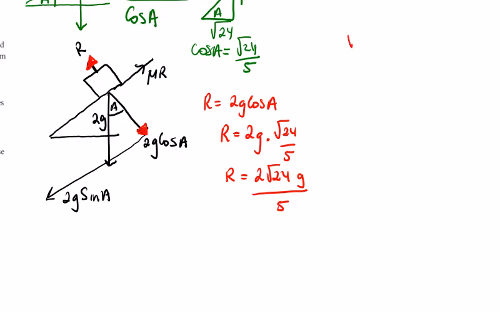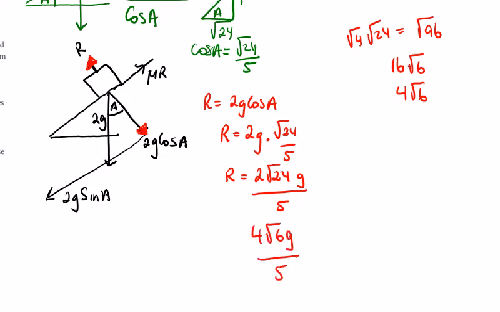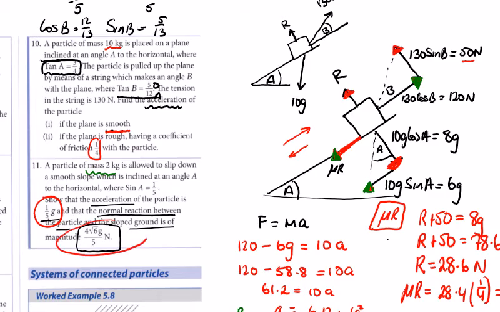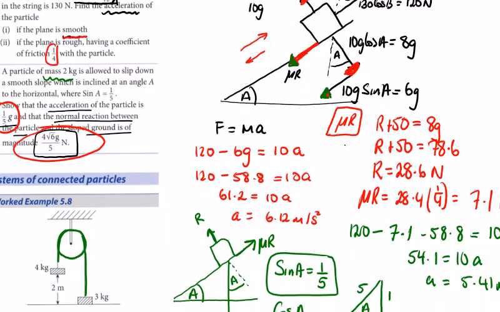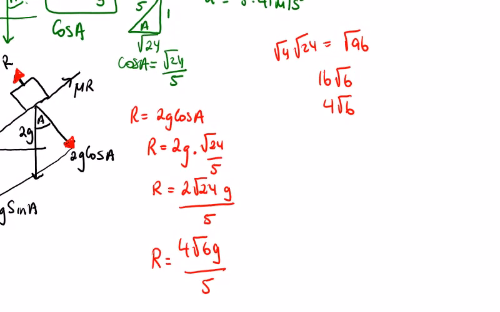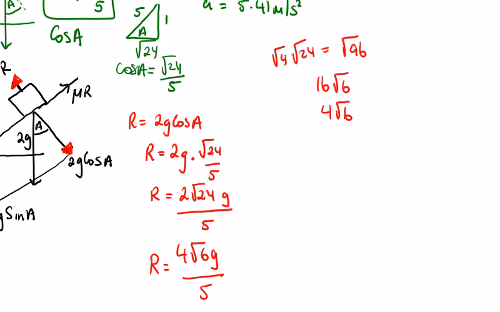And 2 root 24 is the square root of 96. Square root of 4 by square root of 24 is equal to square root 96, which is equal to 16 root 6, which is 4 root 6. So this is 4 root 6g over 5 for the normal reaction. I think that's what we were asked, wasn't it? The second part. The normal reaction, 4 root 6g over 5. And actually we'll go back and get the acceleration then. We've done it kind of the other way around. But we have the normal reaction.